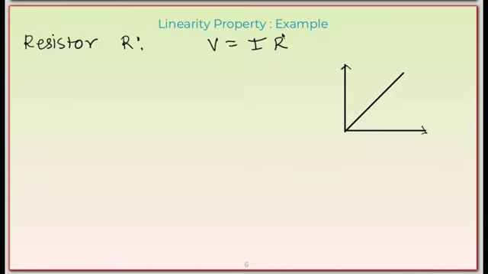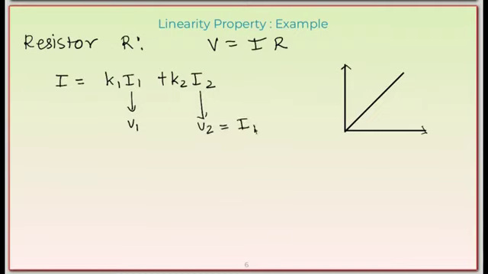So R is a linear circuit element. Another way of looking at it is by the additivity and linearity property. Let's say we have our input I as K1 times I1 plus K2 times I2. Output due to I1 is V1, and output due to I2 is going to be V2. Then V2 will be equal to I2 R, and V1 is going to be I1 R, isn't it?